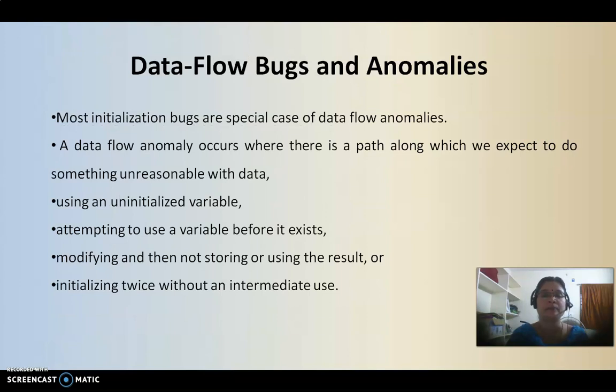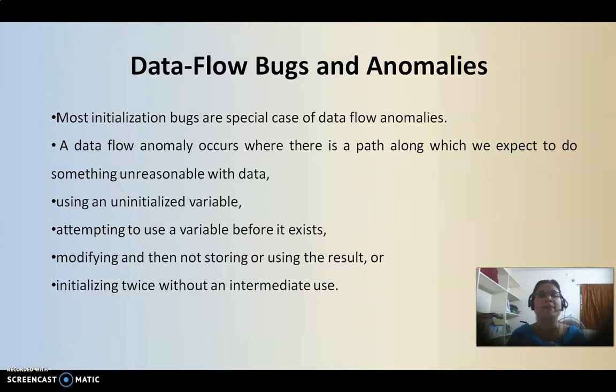Next one, data flow bugs and anomalies. Most of the initialization bugs are considered a special case of data flow bugs and anomalies. What is a data flow anomaly actually? A data flow anomaly occurs when there is a path along which we expect to do something unreasonable with the data.